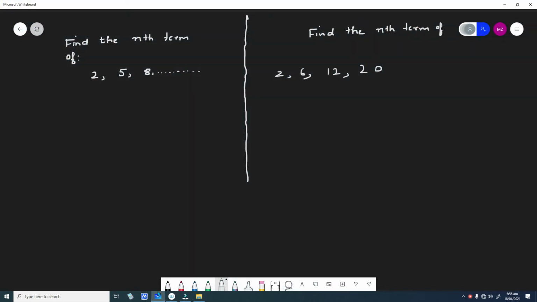Well, in this question, we are asked to find out the nth term of this sequence. These are the terms of the sequence 2, 5, 8, and so on. As we can see, the difference between the terms is the same. The difference between 2 and 5 is 3, and the difference between 5 and 8 is also 3.